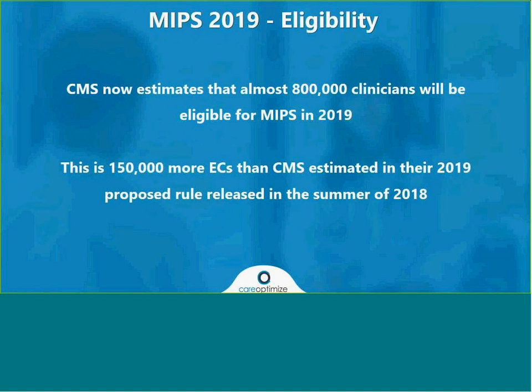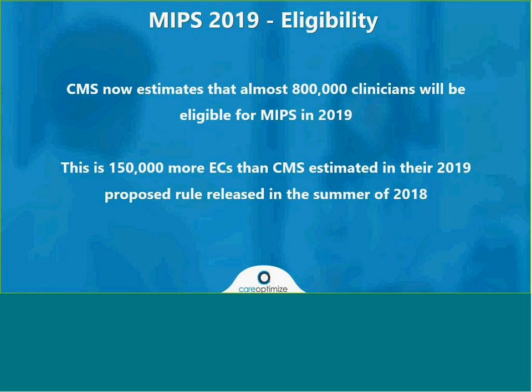I found this interesting in one of the summaries of the final ruling: originally there were around 650,000 eligible clinicians that CMS believed would need to participate in MIPS in 2019. This was during the proposed rule they released, I believe in July of this year. Fast forward to November 1st, just a few days ago, and with the rules that have been put in place now that we're going to walk through, it's now 800,000 clinicians. That's an additional 150,000, which is very significant.